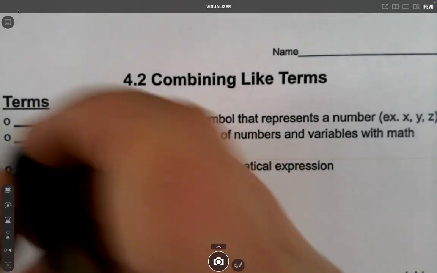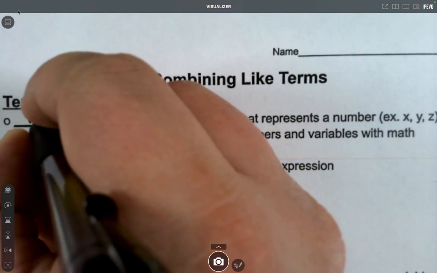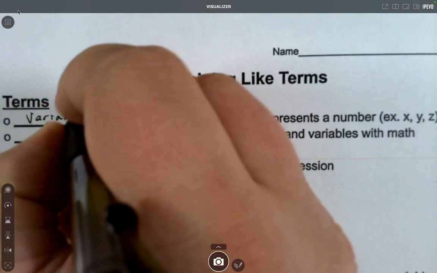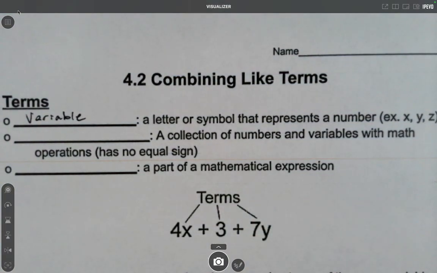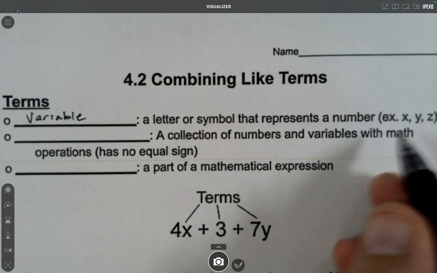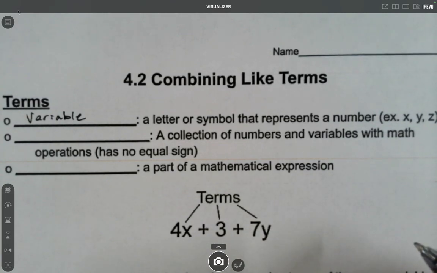So first is a variable. That's a letter or symbol that represents a number. X, Y, and Z are very common, but we can use T and A, B, and C and all sorts of different kinds.